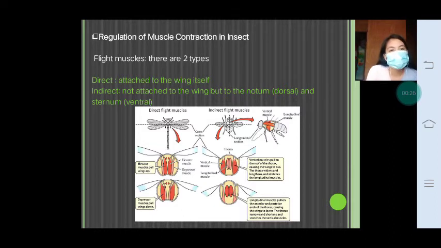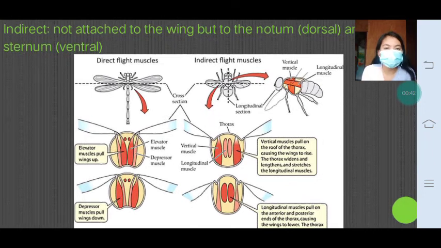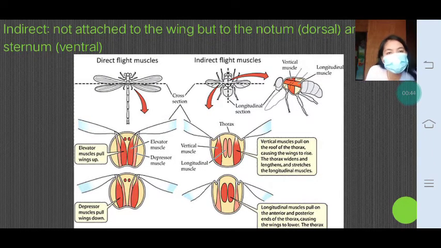Flight muscle has two types, the direct and indirect. Direct is attached to the wings itself, while indirect is not attached to the wings but to the notum or dorsal and the sternum or ventral. In this picture, you can see an example of direct flight muscles.